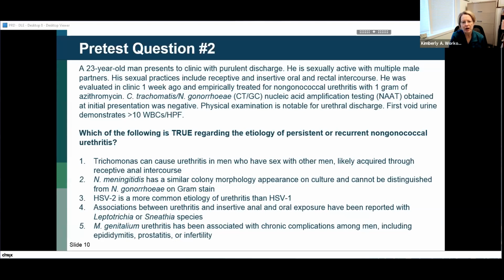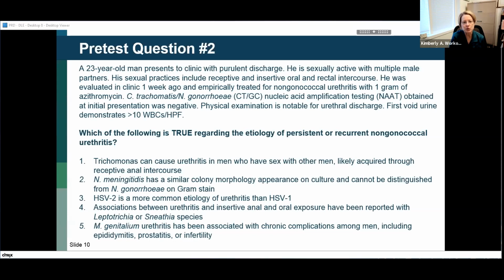Which of the following is true regarding the etiology of persistent or recurrent non-gonococcal urethritis? Trichomonas can cause urethritis in men who have sex with other men, likely acquired through receptive anal intercourse. Neisseria meningitidis has a similar colony morphology appearance on culture and cannot be distinguished from Neisseria gonorrhoeae on gram stain. HSV2 is a more common etiology of urethritis than HSV1. Associations between urethritis and insertive anal and oral exposure have been reported with Haemophilus species. Mycoplasma genitalium urethritis has been associated with chronic complications among men, including epididymitis, prostatitis, or infertility.